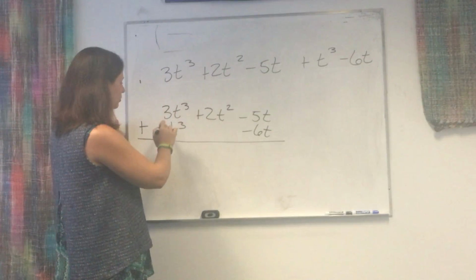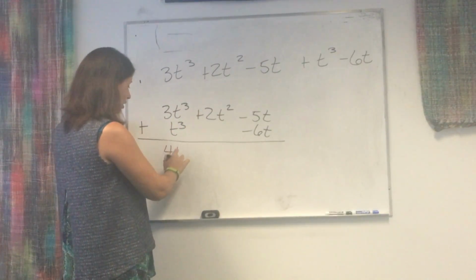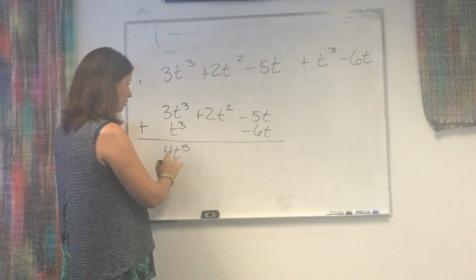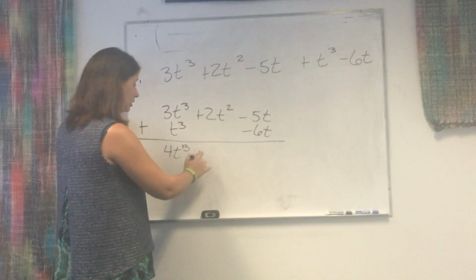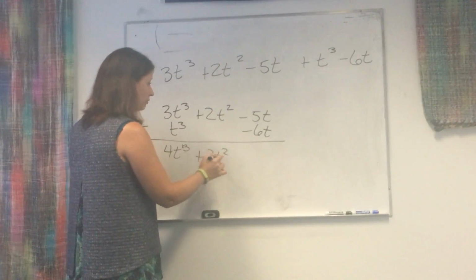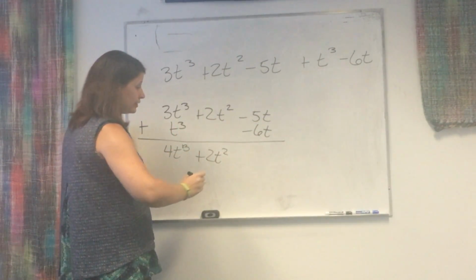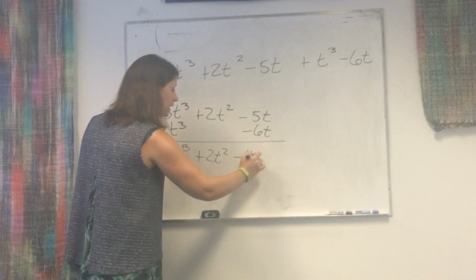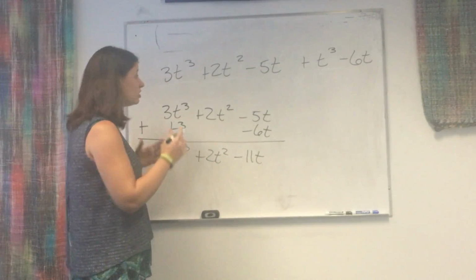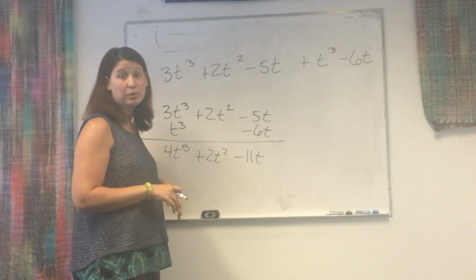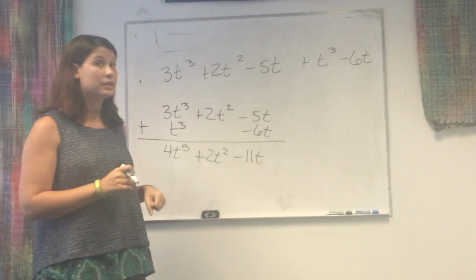So 3t cubed plus 1t cubed, we already know is 4t cubed. And then there's nothing to add to this one, so it's just plus 2t squared. Combine negative 5 and negative 6, that's negative 11t, and we get the same thing. It's just two different ways of doing the same problem. So either of these methods will work.